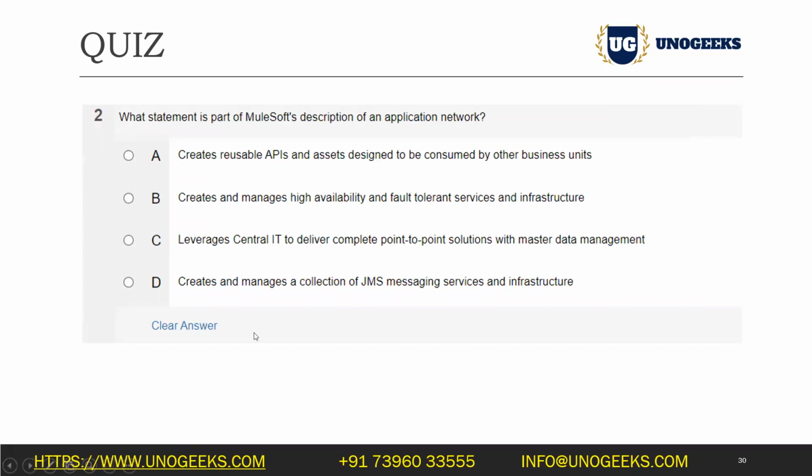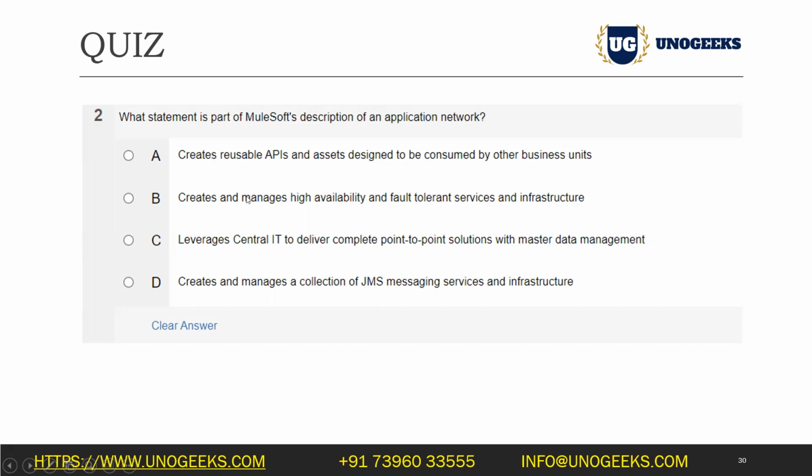It's a theoretical question. It's asking what statement is part of MuleSoft's description of an application network. I have already told you in theory what a MuleSoft application network is doing. We have all these options, and the first option is creates reusable APIs and assets designed to be consumed by other business units. This is a keyword, reusable APIs, right? So we are creating reusable APIs. This is the correct answer.